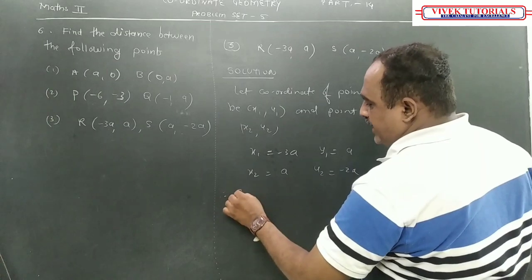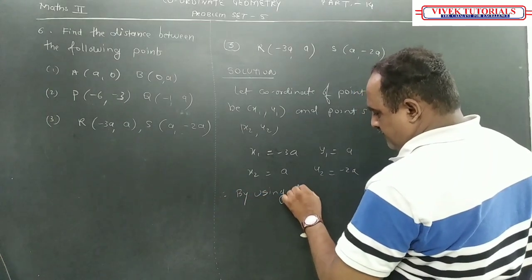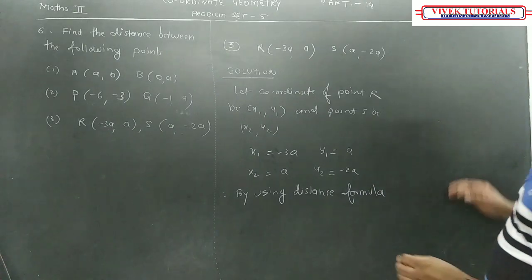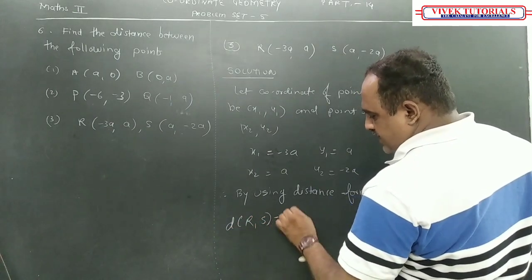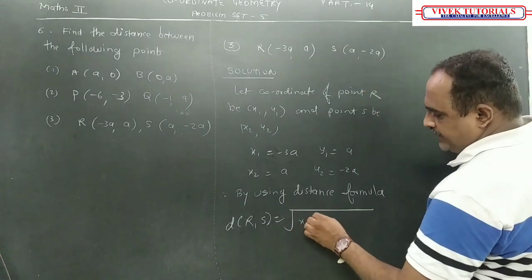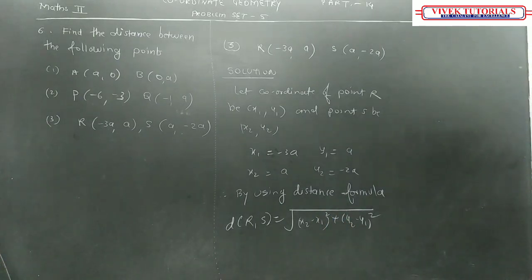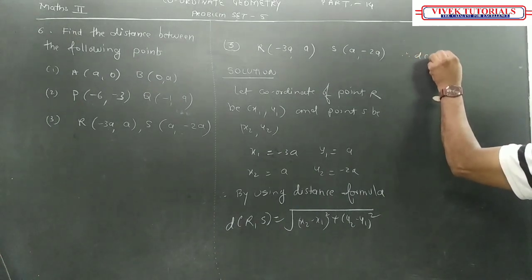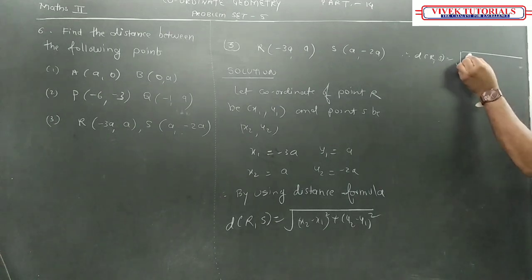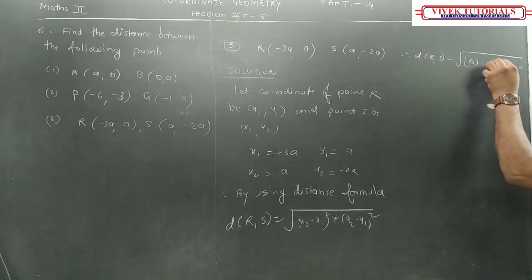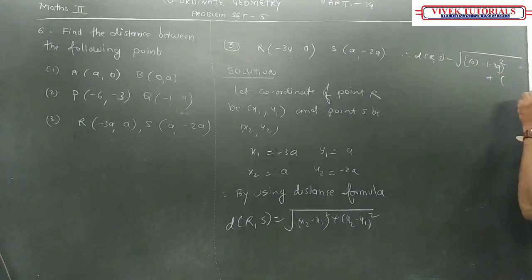Therefore, by using the distance formula, distance RS is equal to under root (x2 minus x1) the whole square plus (y2 minus y1) the whole square. That is equal to, I'll put a square bracket, x2 is a minus (-3a) the whole square plus (-2a minus a) the whole square.